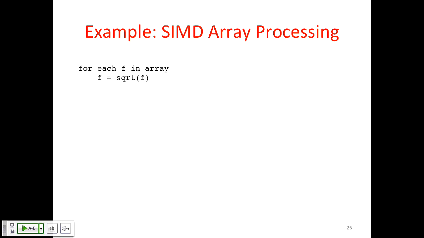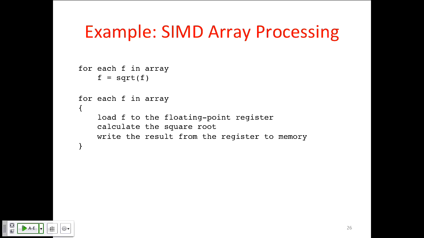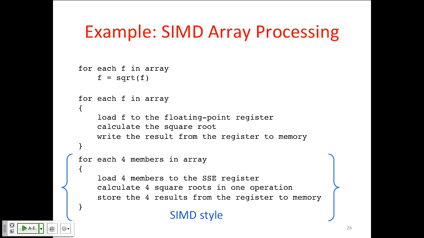So let's take a look at some simple operation you want to do. Say you want to take the square root of every element of an array. So this is kind of the pseudocode view of it. This is expanding that pseudocode a little bit. But what you need to do this is to load F to a register, calculate the square root, and write the result from the register back to memory. If you want to do this in SIMD style, what we want to do now is load four elements from memory to registers, do four square roots at once, and write four elements back to memory in one go. Okay.